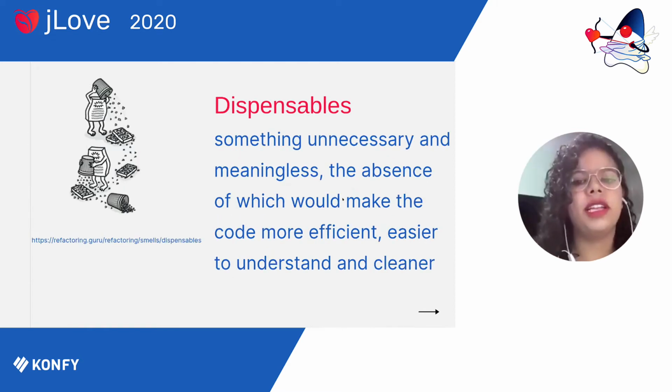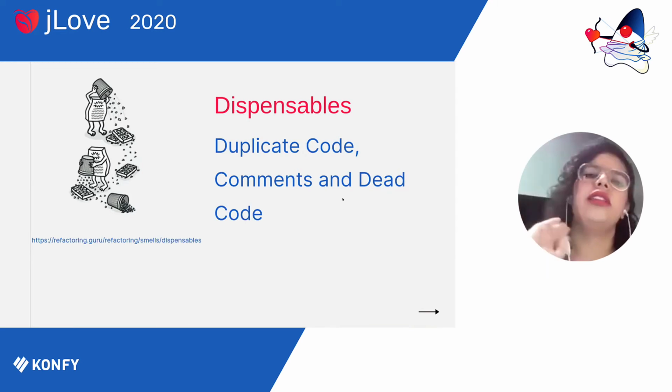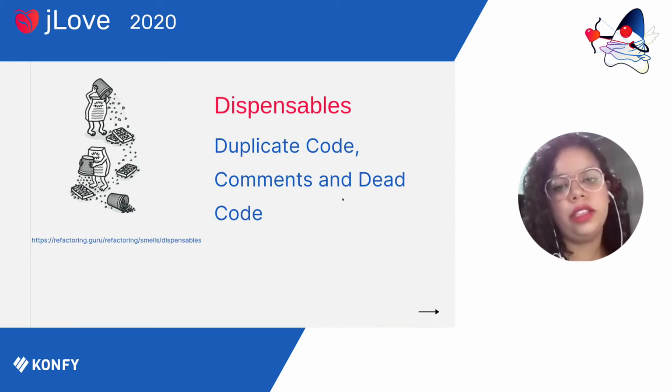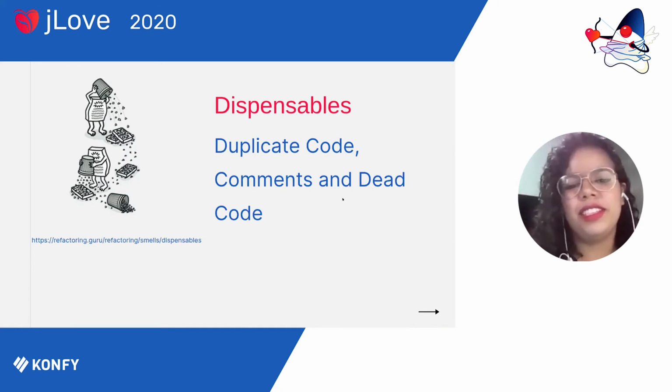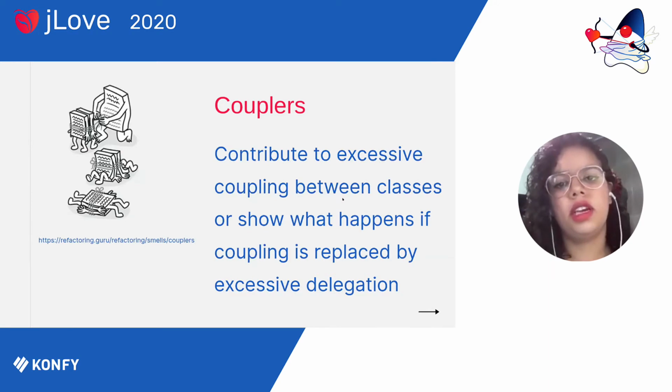Dispensables is a category for something unnecessary and meaningless, the absence of which would make the code more efficient, easier to understand, and cleaner. In the dispensables category, we have 3 types of code smells: duplicated code, comments, which are a bad practice, and dead code, which is code that is no longer used. We have another category that is the couplers. Couplers contribute to excessive coupling between classes, or show what happens if coupling is replaced by excessive delegation.